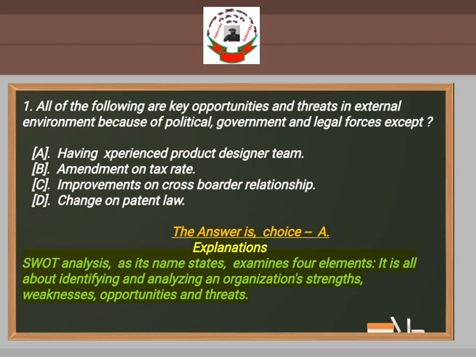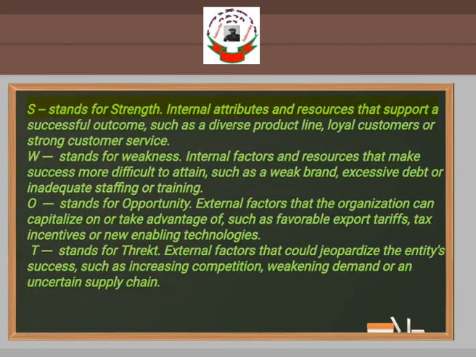Explanation: SWOT analysis, as its name states, examines 4 elements. It is all about identifying and analyzing an organization's strengths, weaknesses, opportunities and threats. S stands for strength: internal attributes and resources that support a successful outcome, such as a diverse product line, loyal customers or strong customer service. W stands for weakness: internal factors and resources that make success more difficult to attain, such as a weak brand, excessive debt or inadequate staffing or training.